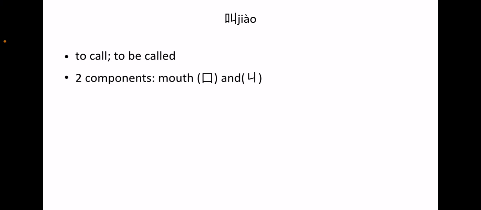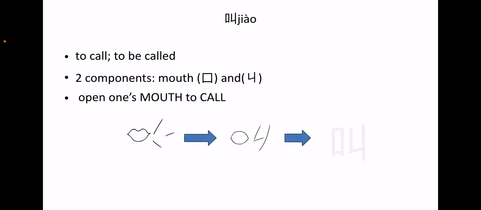字. 一、二、三, the rooftop. 四、五、六, the child. 叫, again, can you see the radical mouth, to call or to be called, to yell, to make a sound, to scream? 叫 has two components. On the left hand side is a mouth, and on the right hand side it looks like you are screaming, so the saliva is spreading everywhere. Okay, open one's mouth to call, 叫.